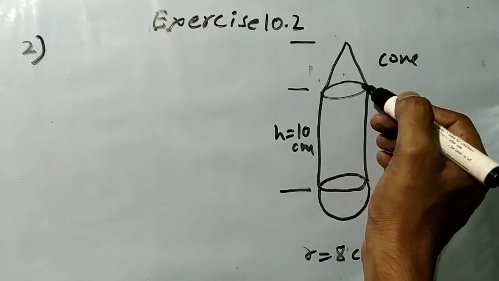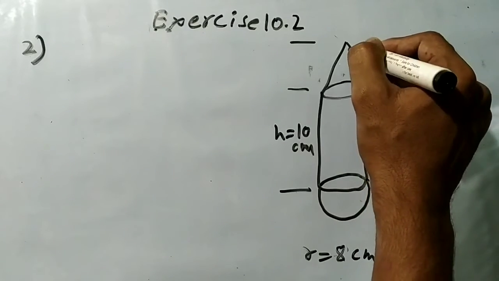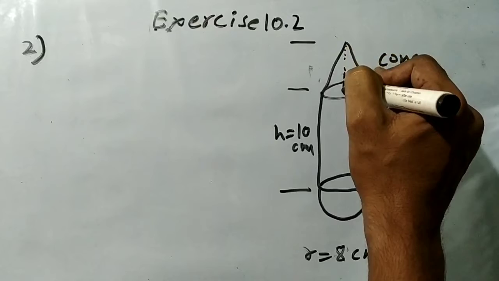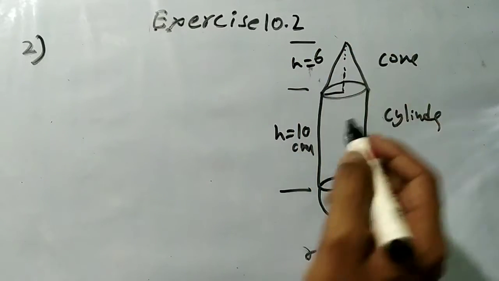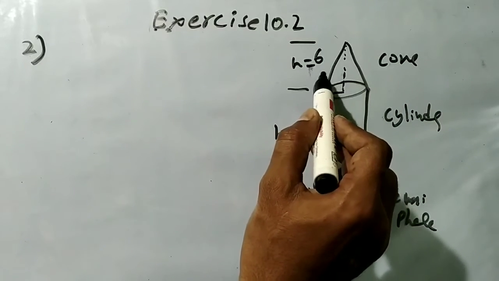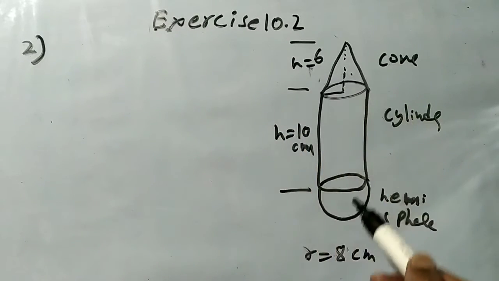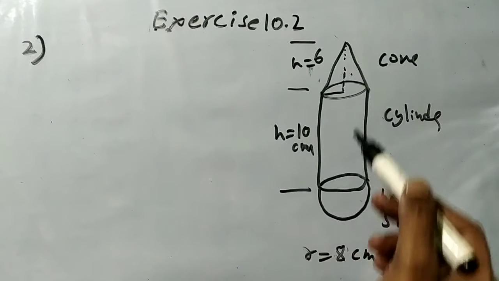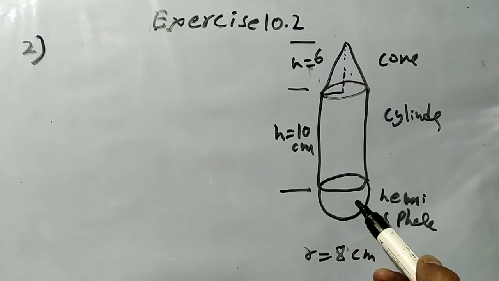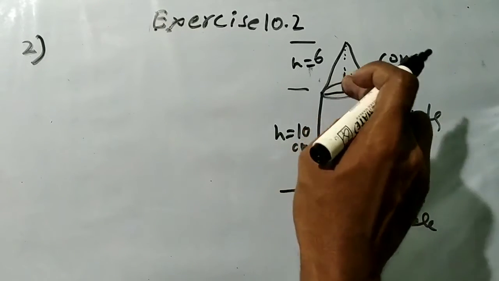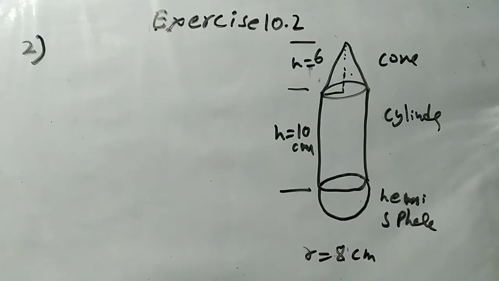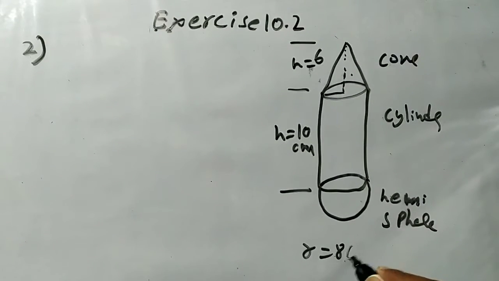They have given the height of the conical portion. The conical portion is this one, a right circular cone, and this is the height, which they have given as 6 centimeters. And here we have to find L, the slant height, because they have given H and also R, as R is the same for all solid figures. The radius of the hemisphere is equal to the radius of the cylinder and the radius of the cone. R is equal to 8 centimeters.